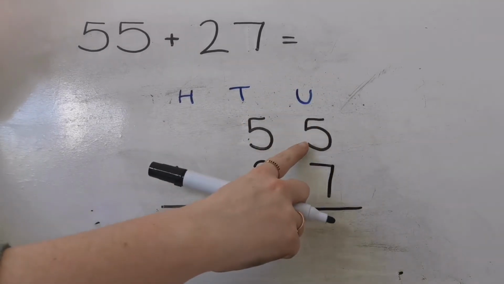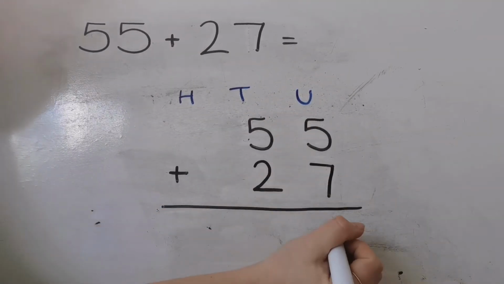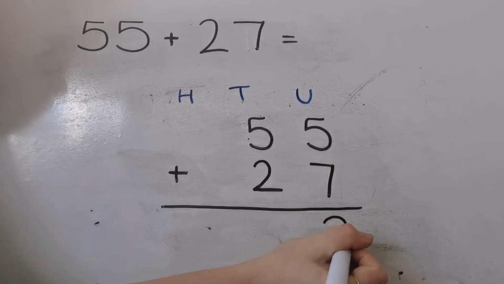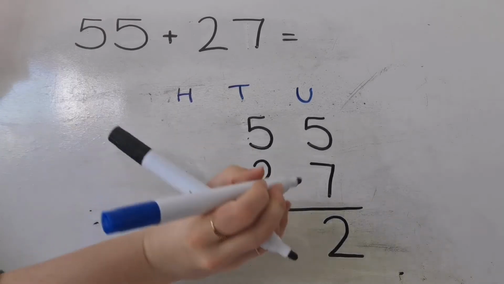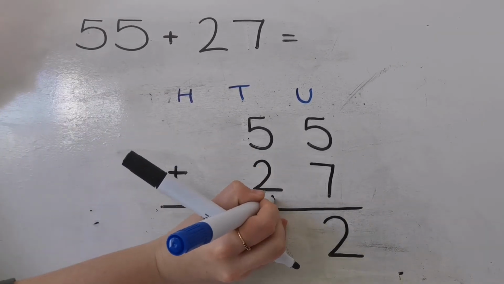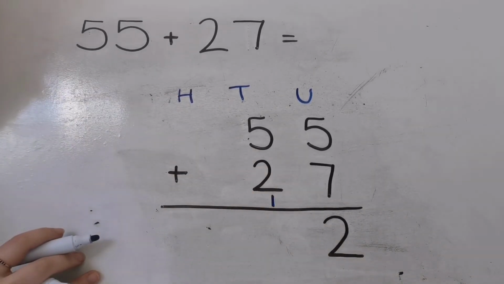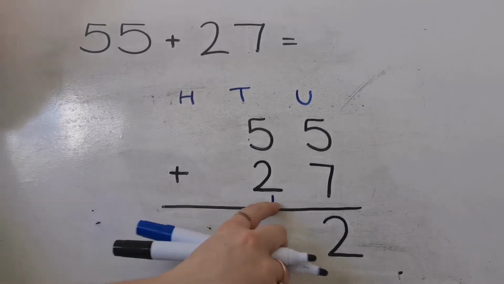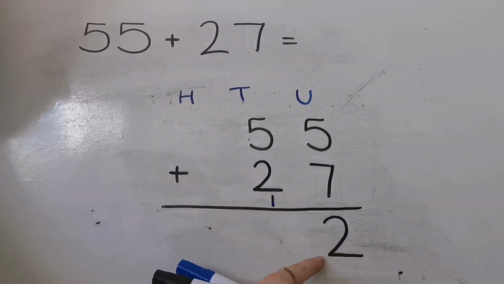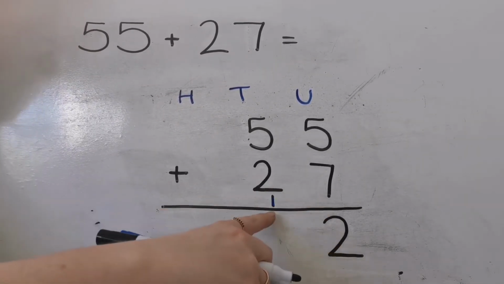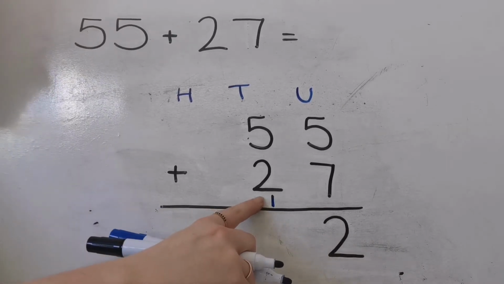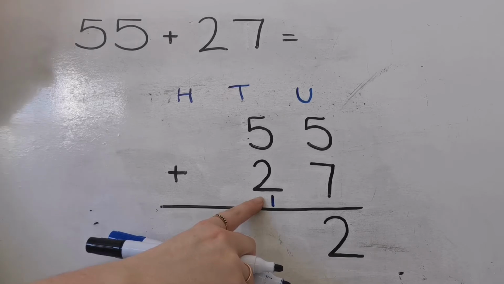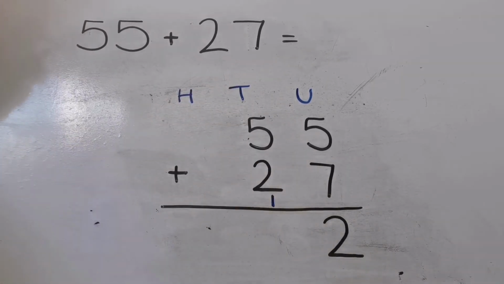take the 5 and 7, which is 12, put our 2 units, and we're going to regroup the 10 from the number 12 and pop it into our tens column. As you can see, I've still got 12, but I've regrouped the 10. Instead of putting it into the units, I've moved it into this tens column. Once I've done that, I'm ready to move on.